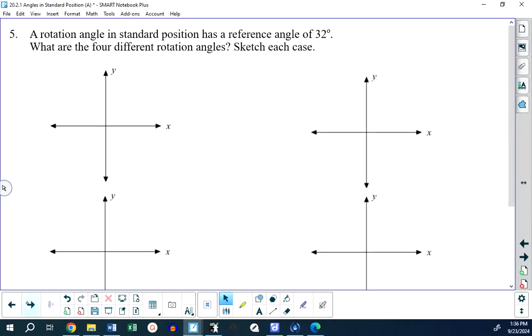Okay. A rotation angle in standard position has a reference angle of 32 degrees. What are the 4 possible rotation angles? And this, I think, is it. This is the last thing we're going to be looking at today.